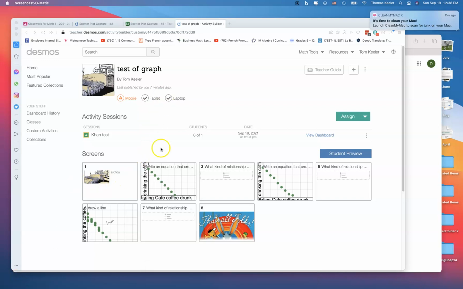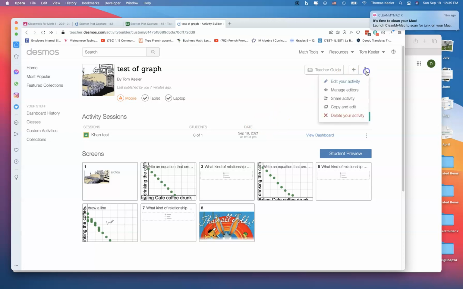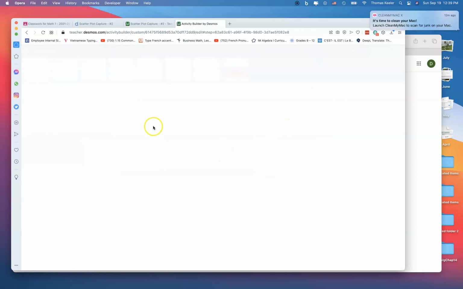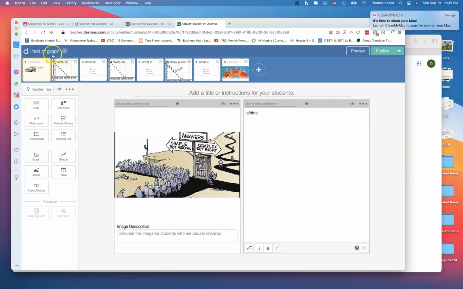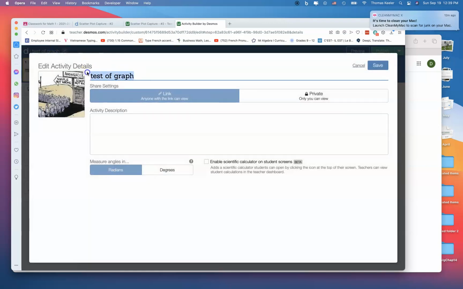Okay, so I've created a graphing program. I'm going to change the name for it. Right now it's called TesterGraph, and I've assigned it, but let me change the name. If I go in and say edit your activity, this activity is going to be graph of coffee drunk versus hours of sleep. Okay, so I'll save this.